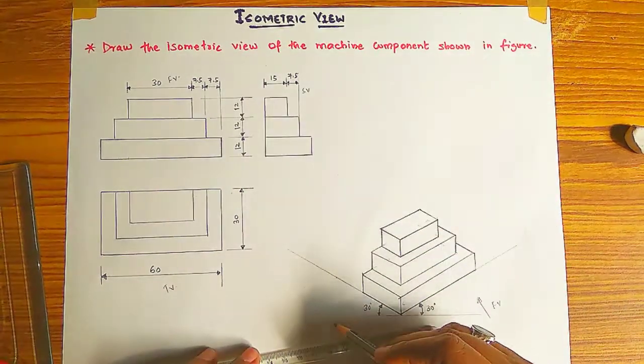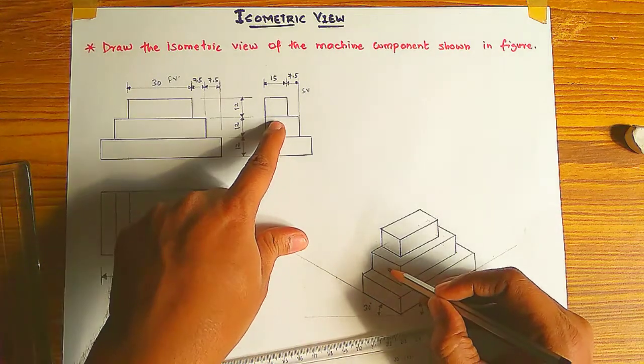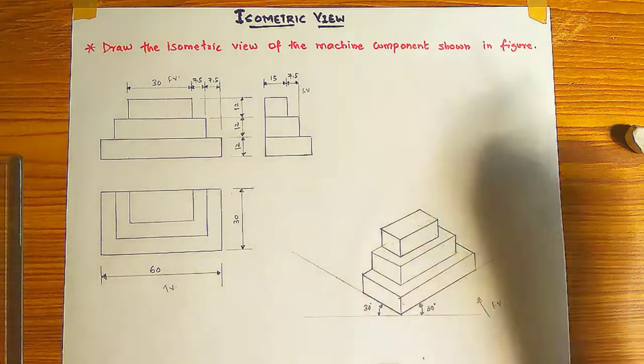And the side view, if you see this figure from the side, this rectangle shape you will see, and the second step and third step rectangle shapes. And this is the complete solution of this figure.